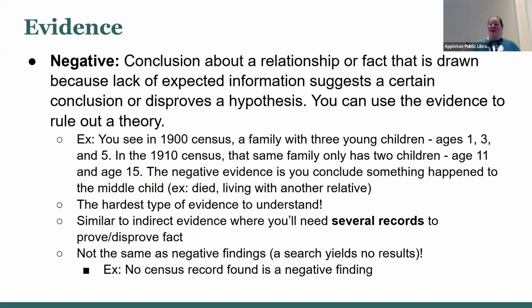It's kind of the hardest of the evidence types to understand, but it's similar to indirect evidence where you might need several sources to prove or disprove your fact or your hypothesis. There's also something called negative findings, but negative evidence and negative findings are not the same thing. A negative finding is when you're searching for something and you don't get any results. So for example, I didn't find a census record for the family. That's a negative finding. But if you find that family and they're just missing one child, that's negative evidence.